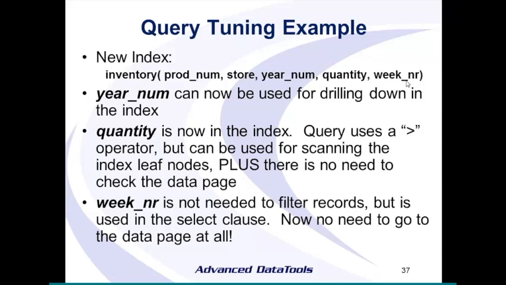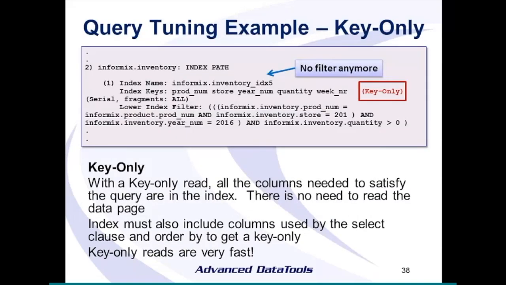By including it here, even though it's not a filter, for every record that matches our other conditions, we have the week number right there in the index. We don't need to jump over to the data page to obtain the week number. Now, this gives us a key-only scan. Key-only scans mean I've been able to satisfy everything I need from this table from the index. I haven't had to go to the data pages. And by doing that, we can really speed up queries.